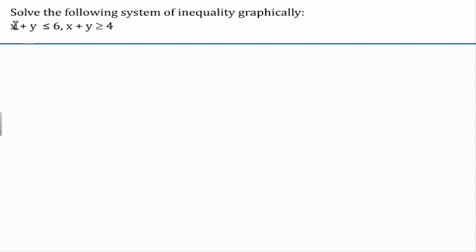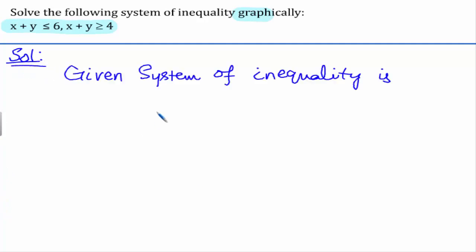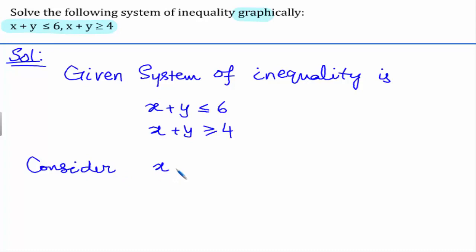In this problem, we have to solve the given system of inequalities using the graph. Let us solve it now. The given system of inequalities is x plus y less than or equal to 6, and the other one is x plus y greater than or equal to 4. Let us consider the first inequality, which is x plus y less than or equal to 6.